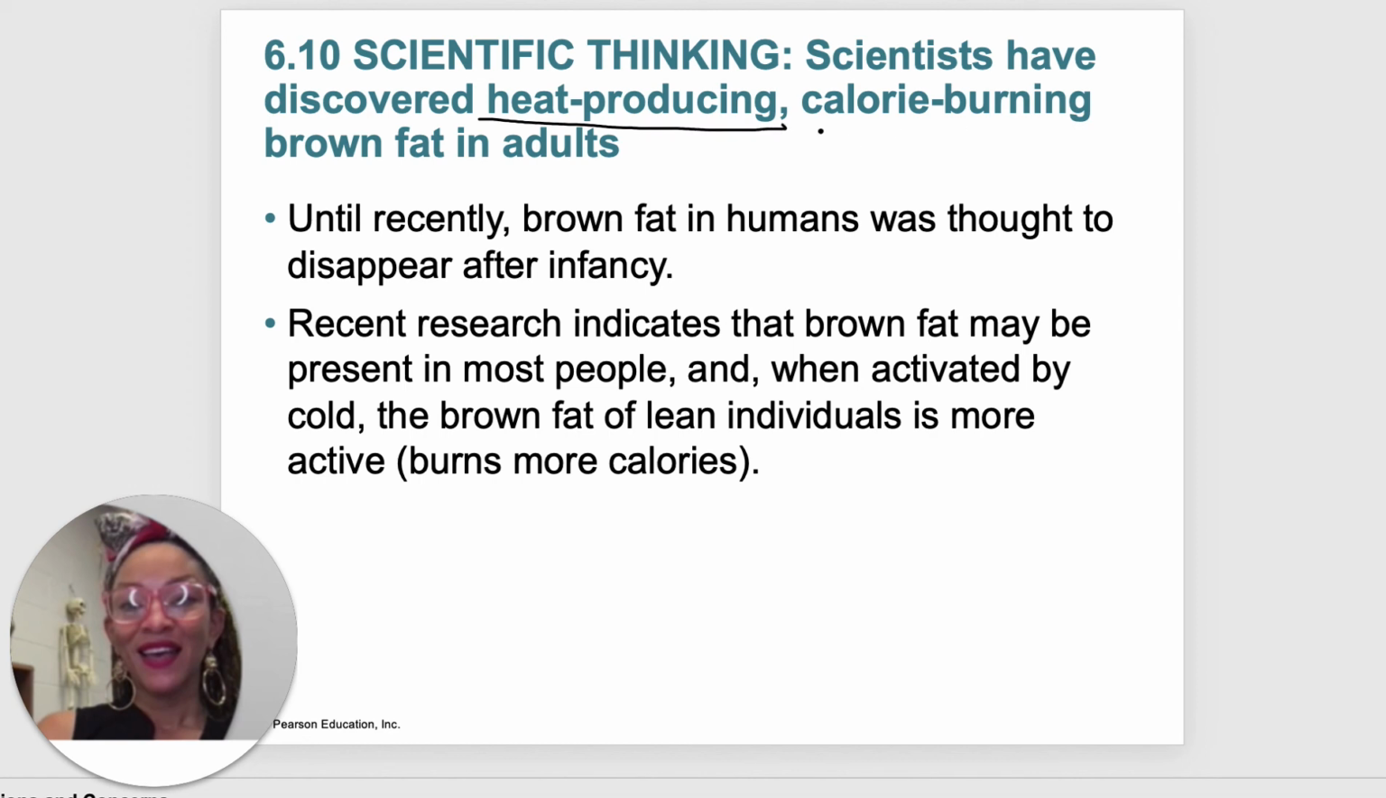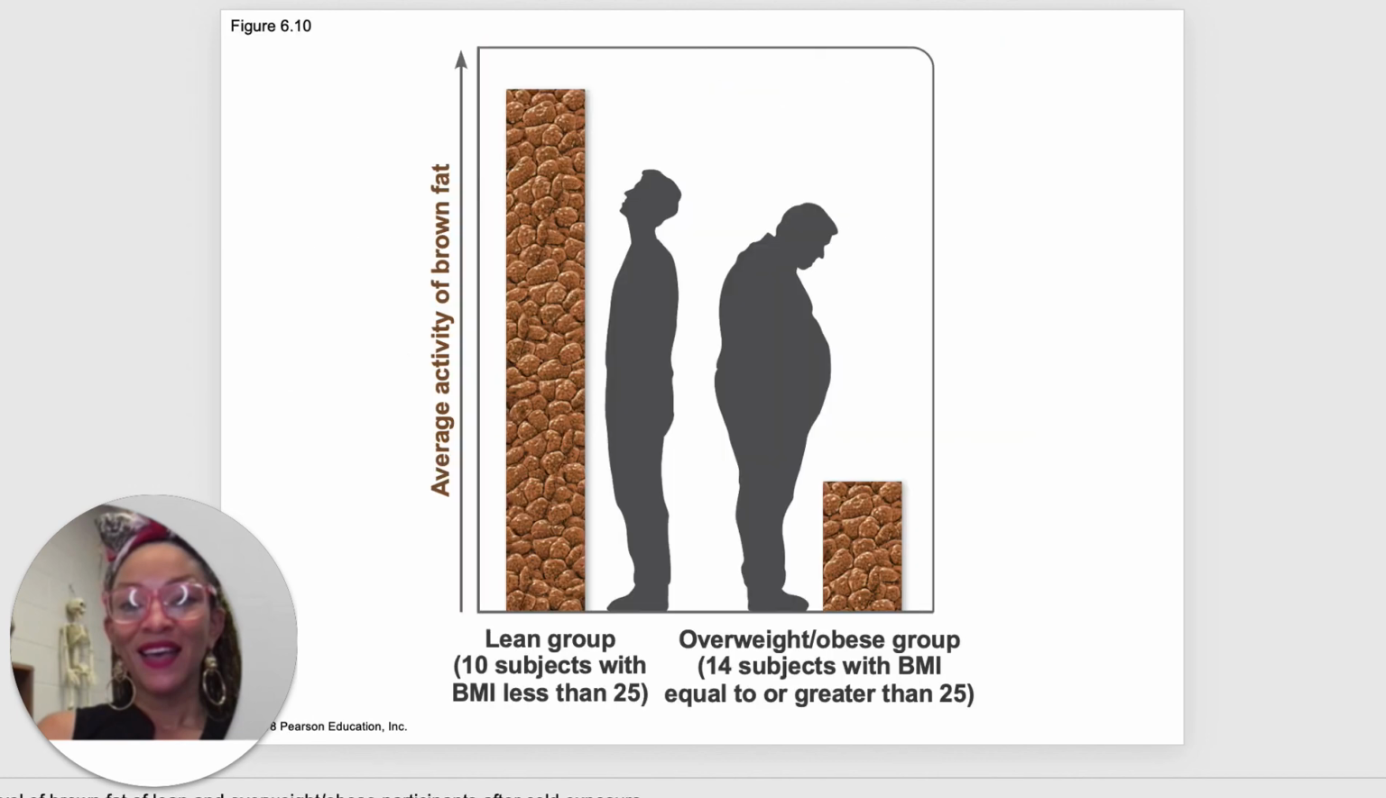Until recently, scientists just thought that brown fat was only present in babies, to keep them alive, and then kind of disappeared. But we have found out more recently that brown fat does occur in adult humans. Usually there's a bigger percentage of brown fat in more lean people versus people who may be overweight or even obese.